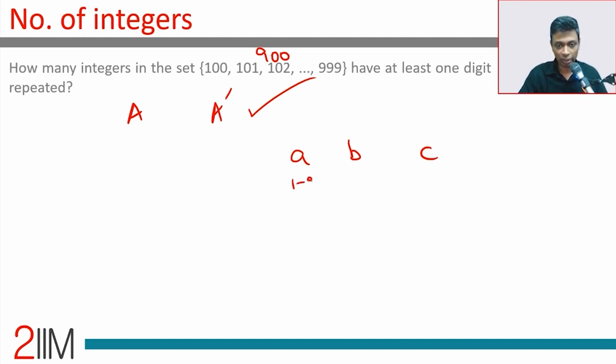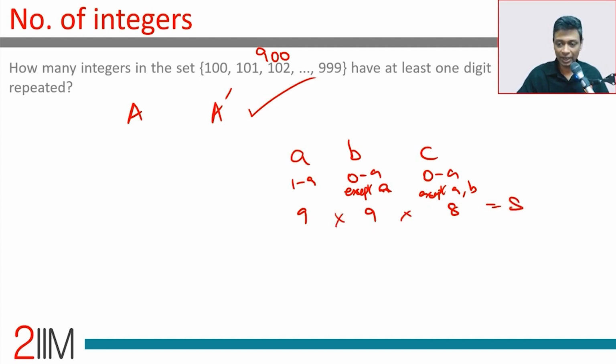A can go from 1 to 9, 9 possibilities. B can go from 0 to 9 except A, 9 possibilities. C can go from 0 to 9, except A and B, 8 possibilities. 9 into 9 into 8, 81 into 8, 648.